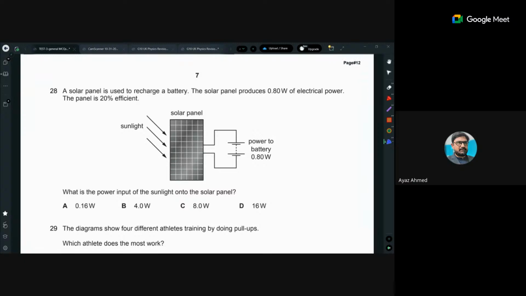Next, a solar panel is used to recharge a battery. The solar panel produces 0.8 watt of electrical power. The panel is 20% efficient. What is the power input of the sunlight into the solar panel? 0.8 watt is your output. So you can say efficiency equals power out divided by power in. So how much will it be? 0.8 divided by power input equals 20%. 20% means 20 by 100. So just find the value of input power for me. 4 watt.